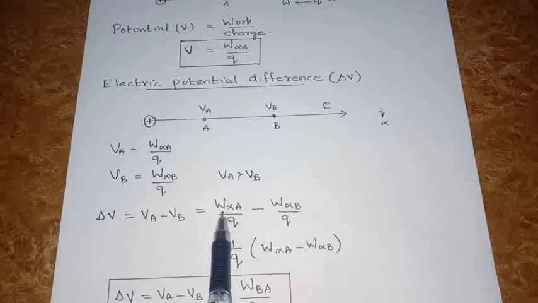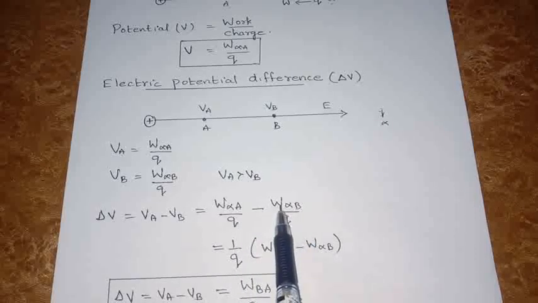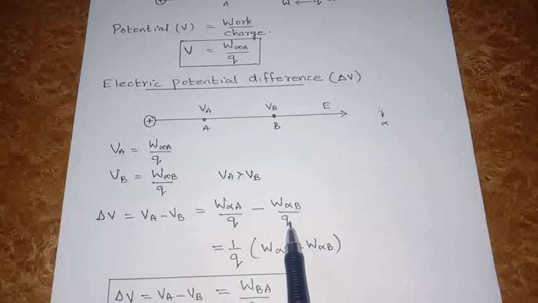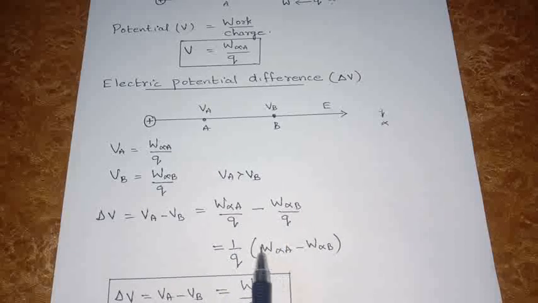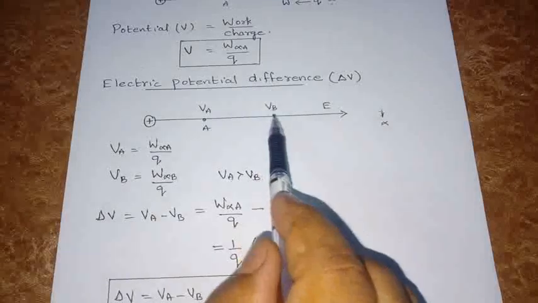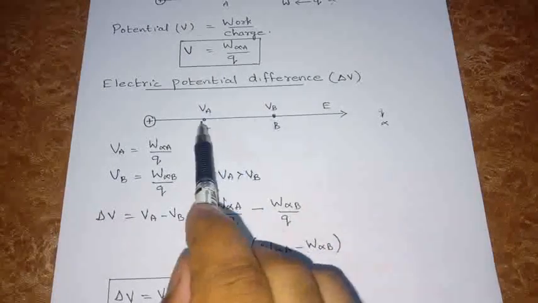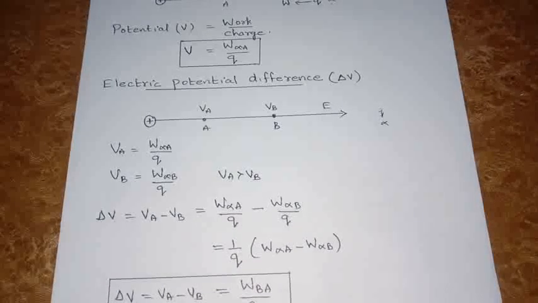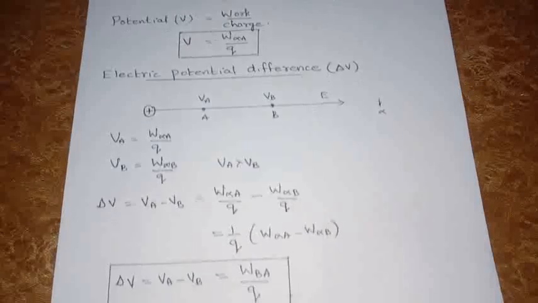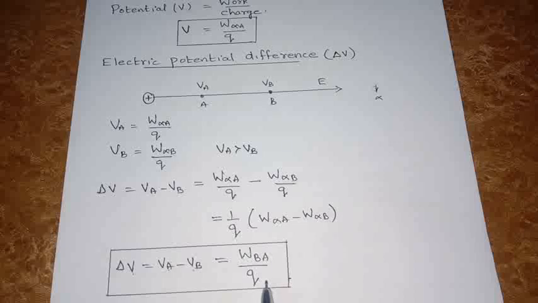Potential of A we already wrote as W infinity to A divided by Q, minus W infinity to B divided by Q. So 1 by Q can be taken out. W infinity to A minus W infinity to B is nothing but the work needed to take the charge from B to A. So delta V is equal to VA minus VB is equal to W B to A divided by Q. So this is the equation for potential difference. There exists a potential difference between any 2 points in an electric field.